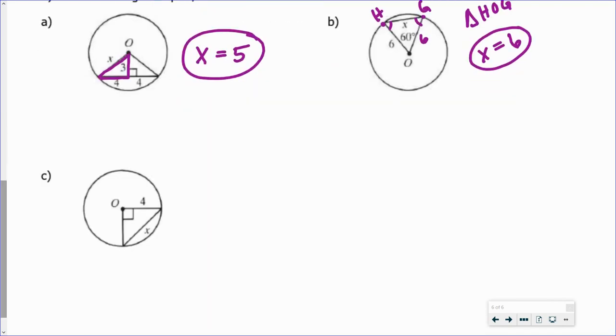Our last one, again, the radii are congruent, so this side has to equal 4. Now this is an isosceles right triangle, which means these interior angles are 45 degrees. And again, if we remember our 45, 45, 90 triangle relationships, the hypotenuse is equal to the leg times the square root of 2, so x is going to have to equal 4 root 2.